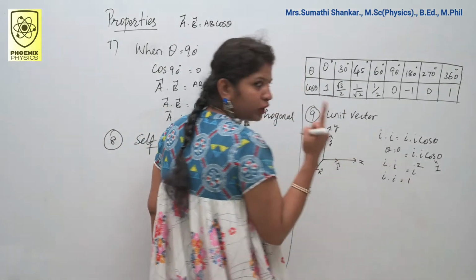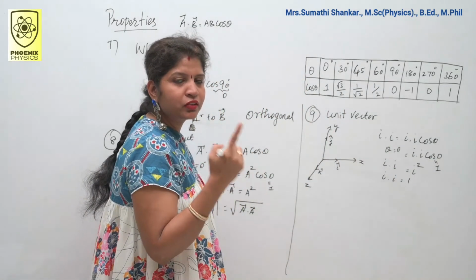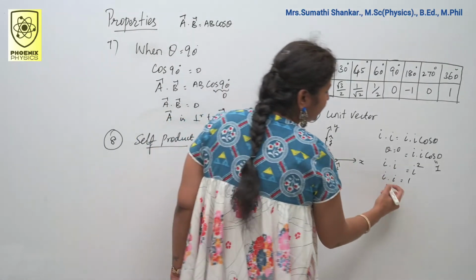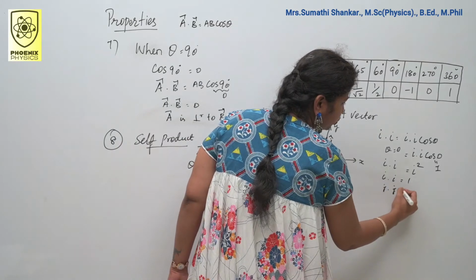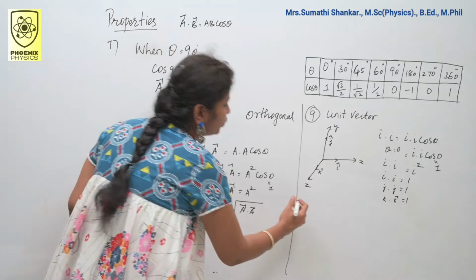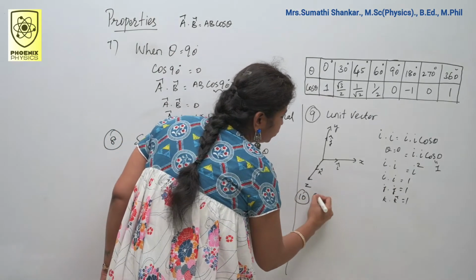Why did I write 1? Because a unit vector has the magnitude 1. So i dot i is equal to 1. Similarly, j dot j is equal to 1, and k dot k is equal to 1. Next one is orthogonal unit vectors.